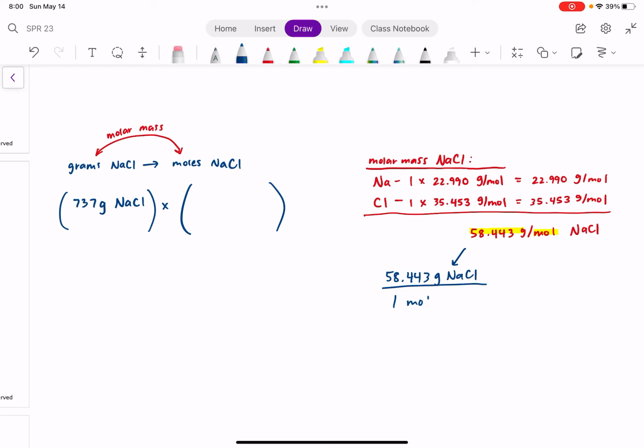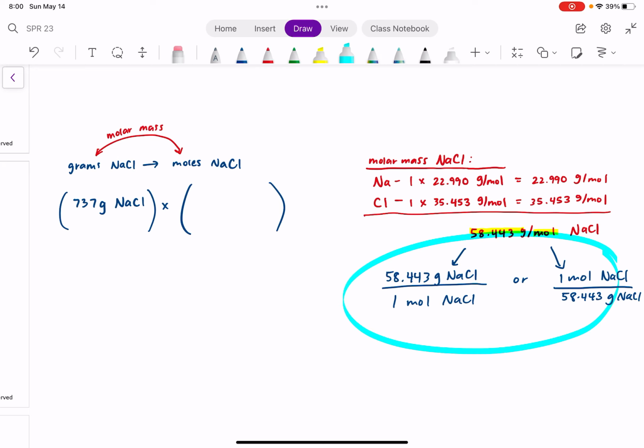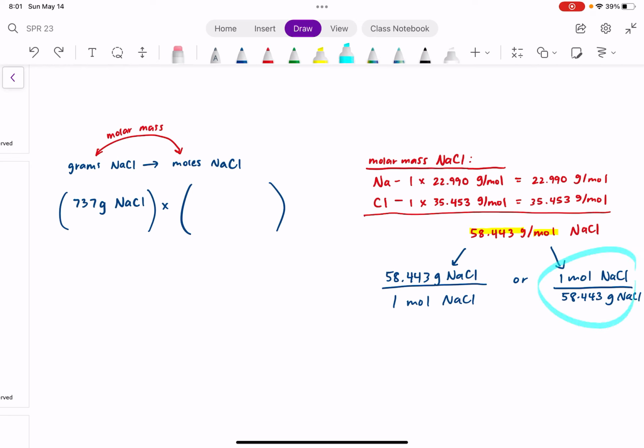And we can put 1 mole NaCl on the bottom, or we could do 1 mole NaCl on the top, and 58.443 grams on the bottom. So which one of these conversion factors do we want to use? Yeah, we want to cancel out grams because remember, we want to get to moles. So grams has to be on the bottom. So we got to use this one. So let's go ahead and write that in.